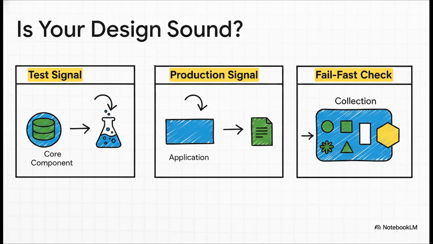Second, the production signal. Can you change where your logger writes from the console to a file without touching any of the code that uses the logger? And finally, the fail-fast check. Can you add a brand new component, a new leaf, without having to go back and change the code for the collection that holds it? If you can say yes to all of these, you've got a really solid design.